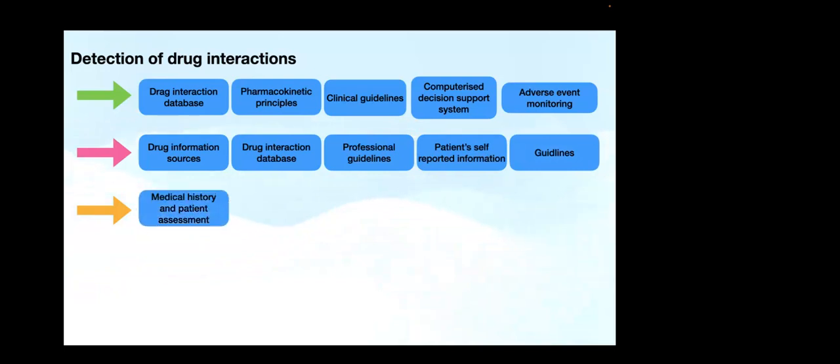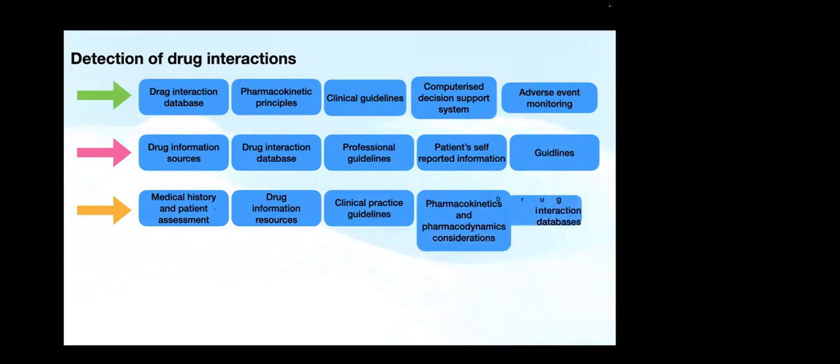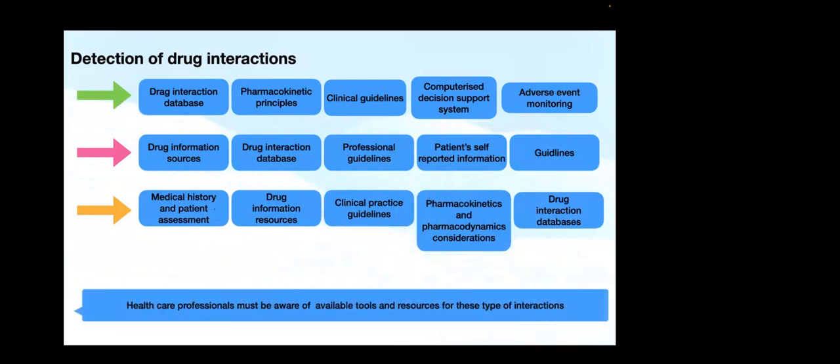And last, for drug-disease, the medical history of the patient is very, very important. If the patient is suffering from any kind of medical condition, that is very important. Drug information resources we have to follow. Clinical practice guidelines we have to follow. Kinetic and dynamic considerations are very, very important. And a drug interaction database we can follow for drug-disease. But healthcare professionals must be aware of the available tools and resources and how to use them. That is very important for this type of interaction check.